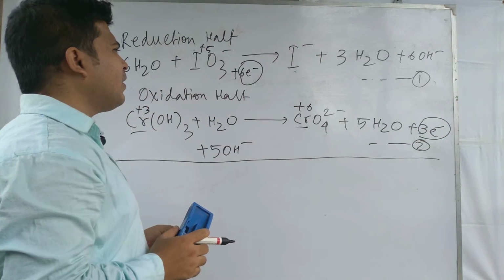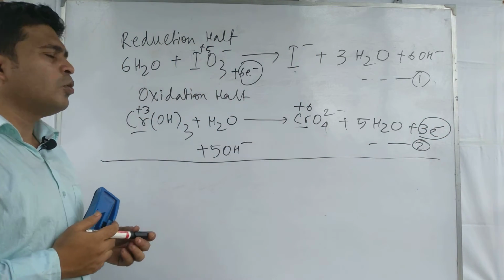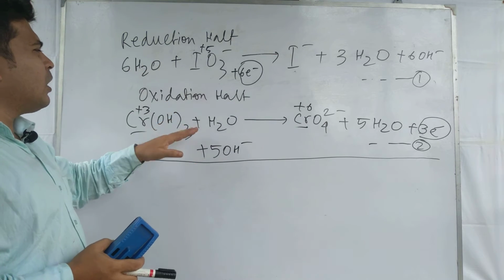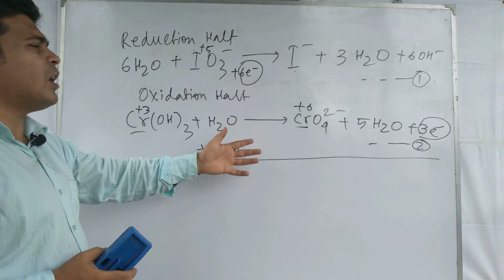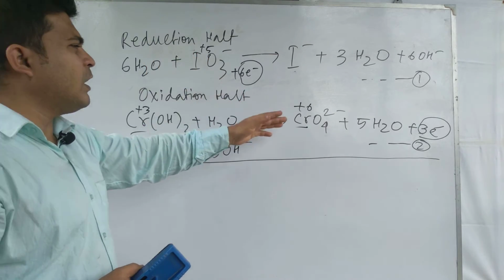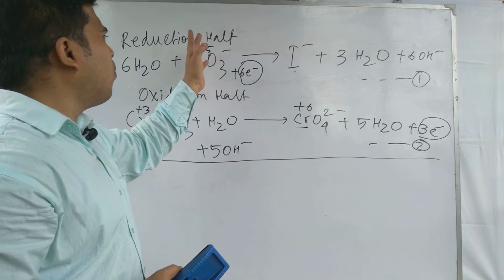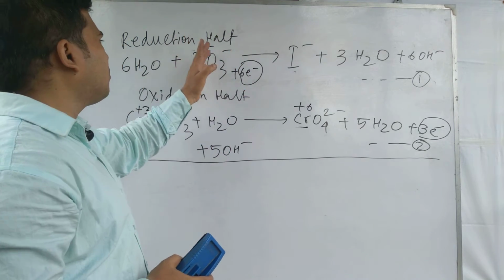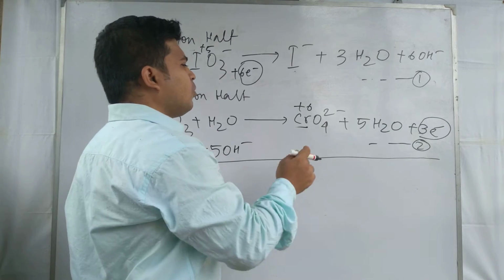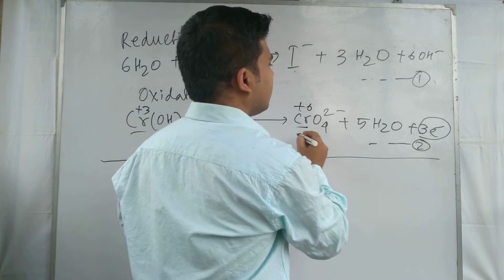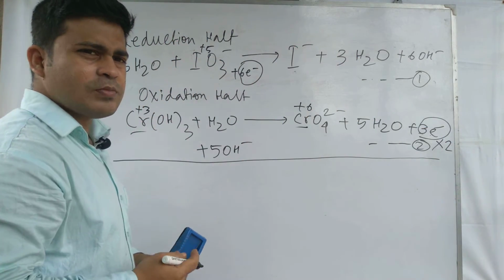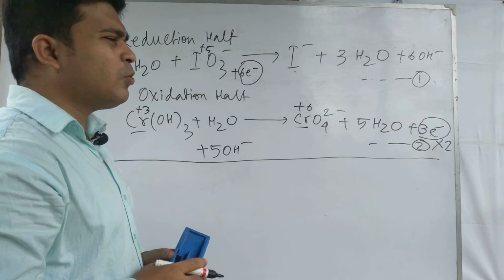Here it is 6 electrons and here it is 3 electrons. So electron numbers are not equal, but we have to equalize them, because the electrons lost by the oxidation half must be equal to the electrons gained by the reduction half. So the electrons lost and gained by both processes, oxidation and reduction, must be equal. So in order to make this 3 electrons as 6 electrons, we multiply the whole equation by 2.